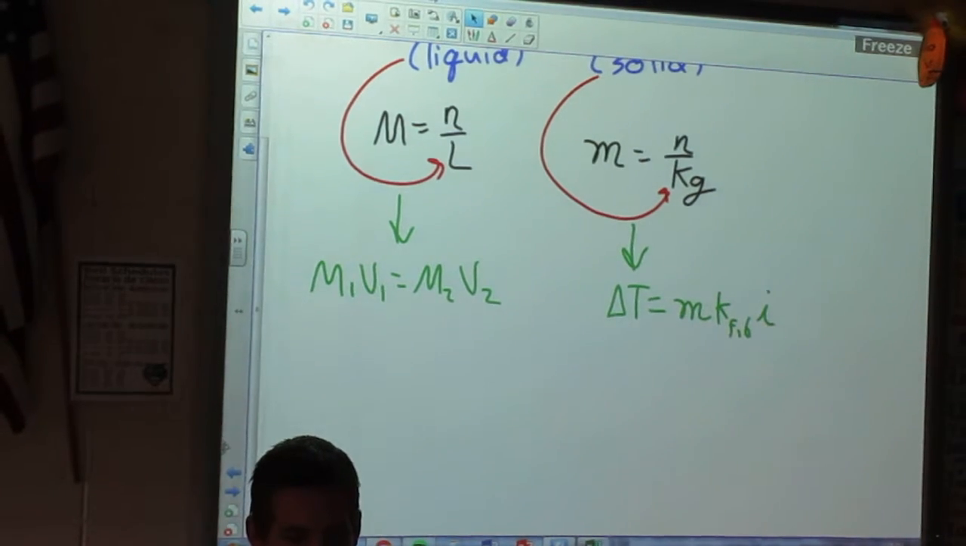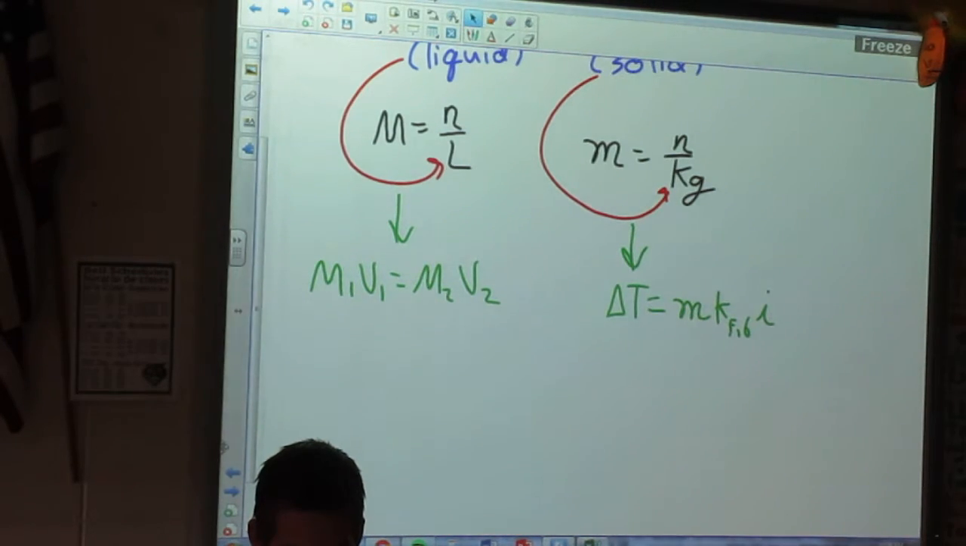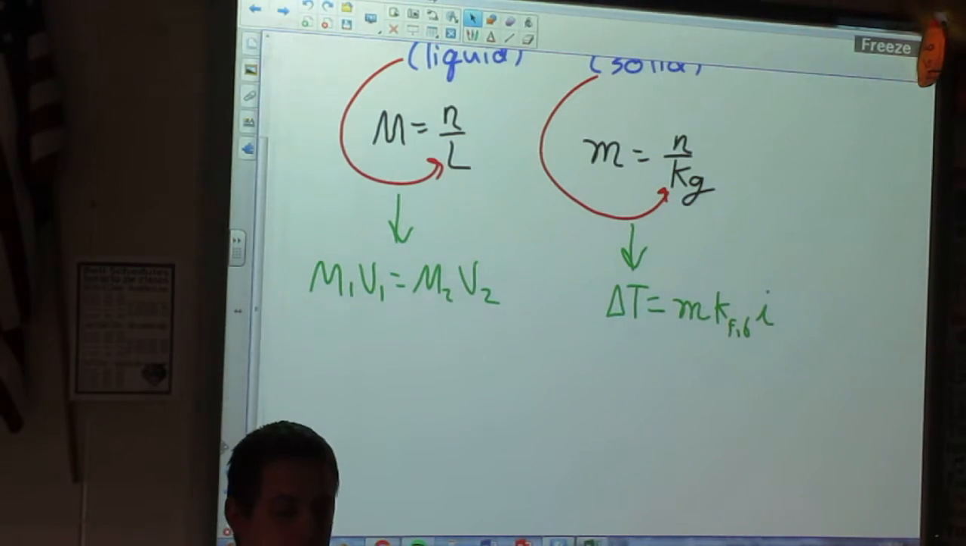Wait, does that say F1B? It says KFKB. It's either KF or KB. Yeah, or KB. And again, I apologize that the notation is confusing, but that's how they're going to do it in upper level classes.